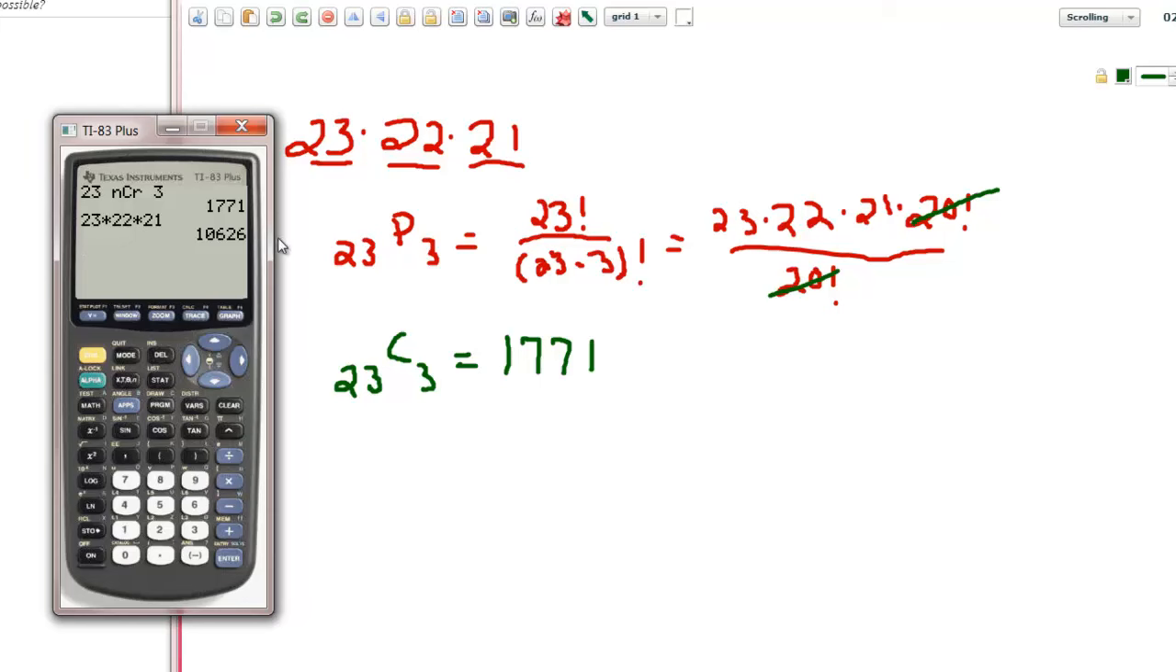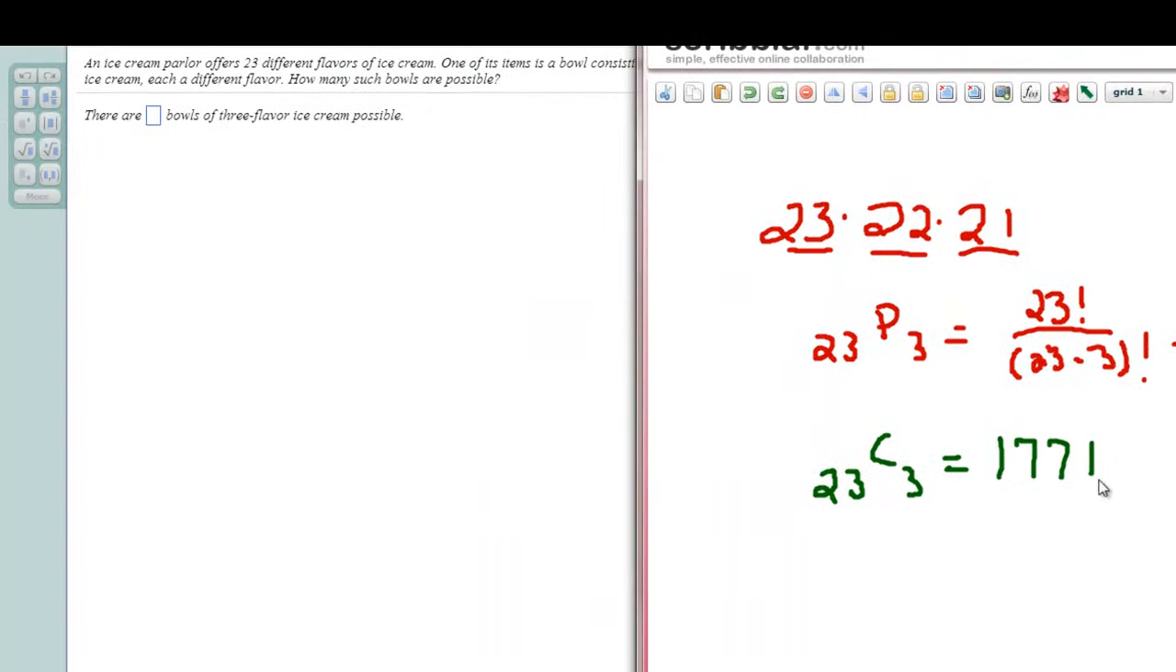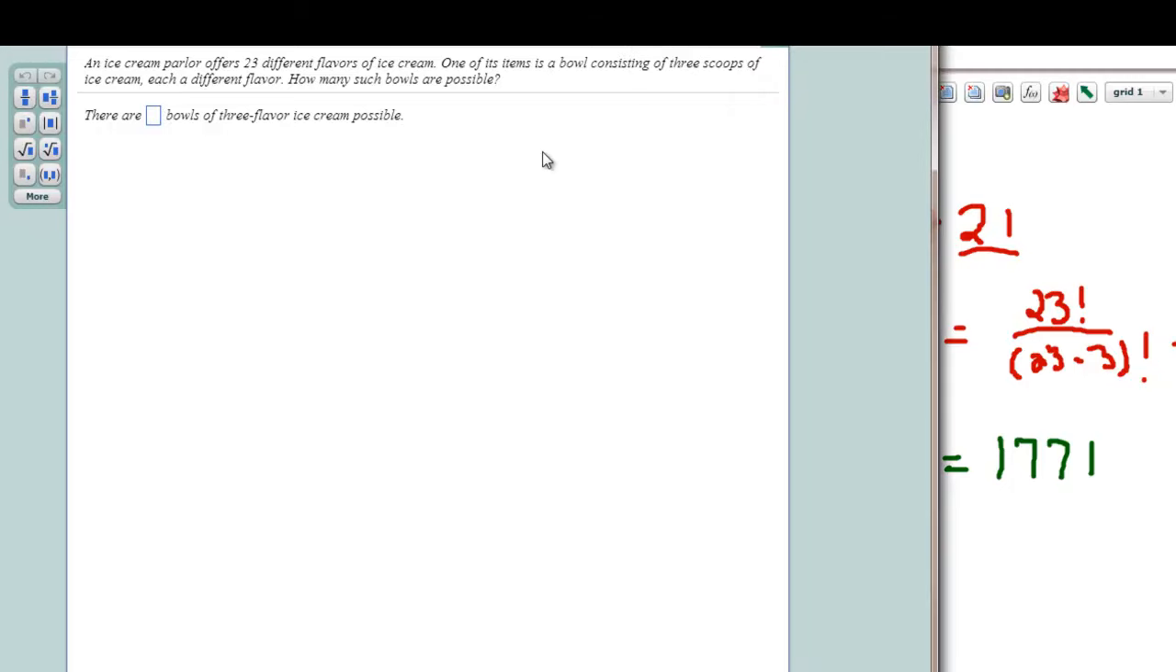Well, we just want to know how many different bowls we can have, how many different options we have. Well, it's actually 1,771. Because again, if I have chocolate, vanilla, and mint chocolate chip, it doesn't matter which way I order those 3, it'll be the same option. So this one's a combination problem. So this one's going to be 1771. All right, let's keep trucking along.